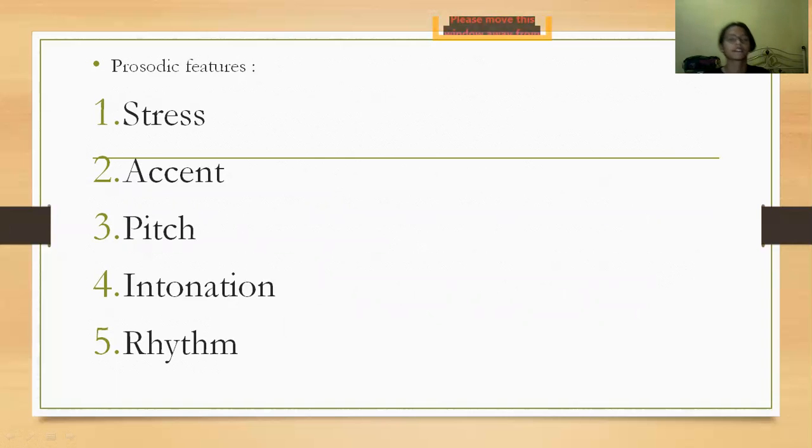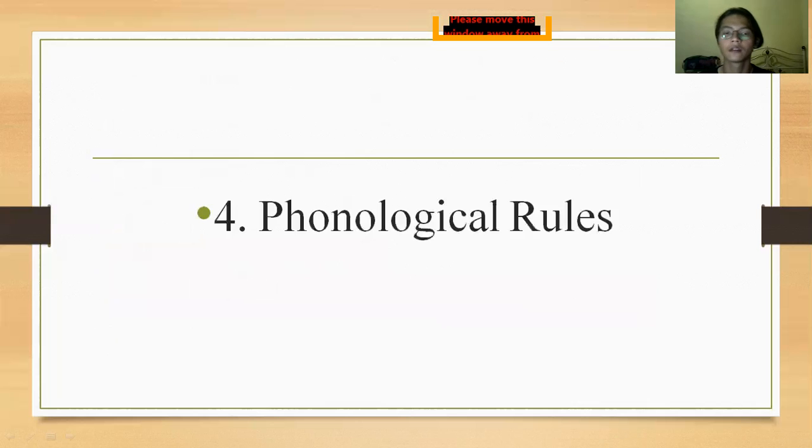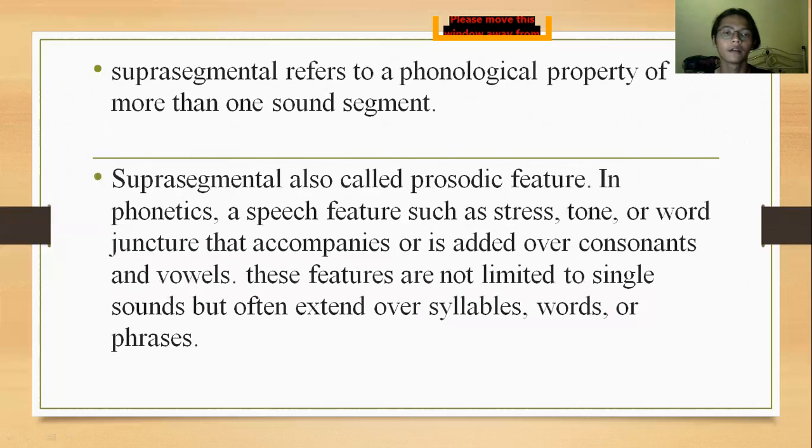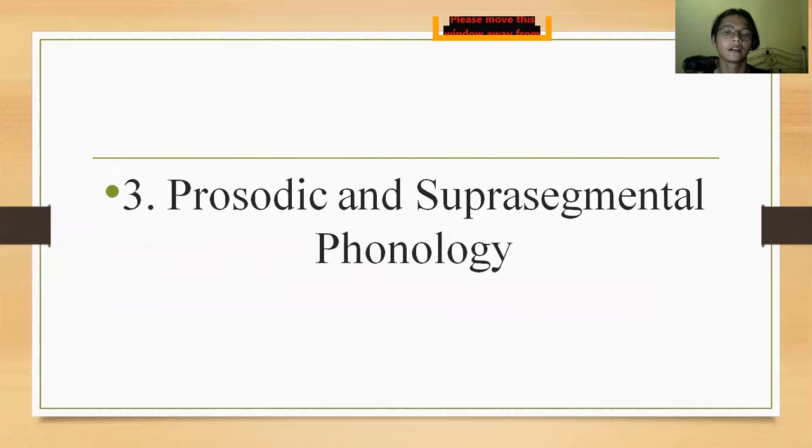Prosodic features: number one, stress. Number two, accent. Number three, pitch. Number four, intonation. Number five is rhythm. So that's all from prosodic and suprasegmental phonology.